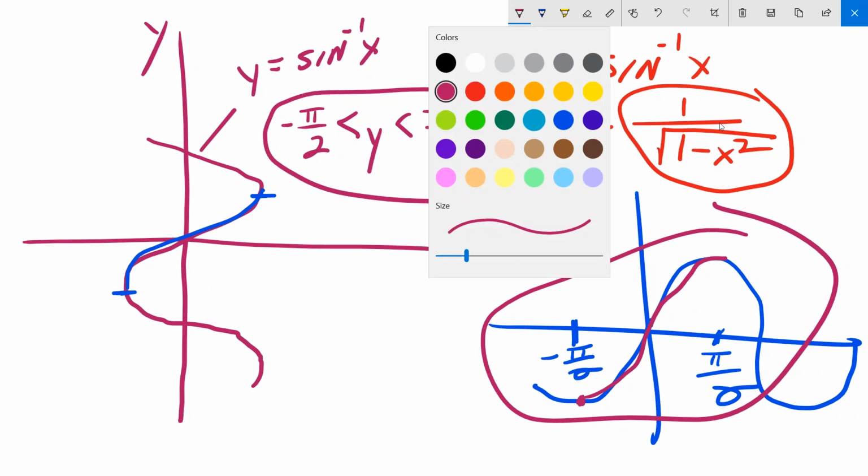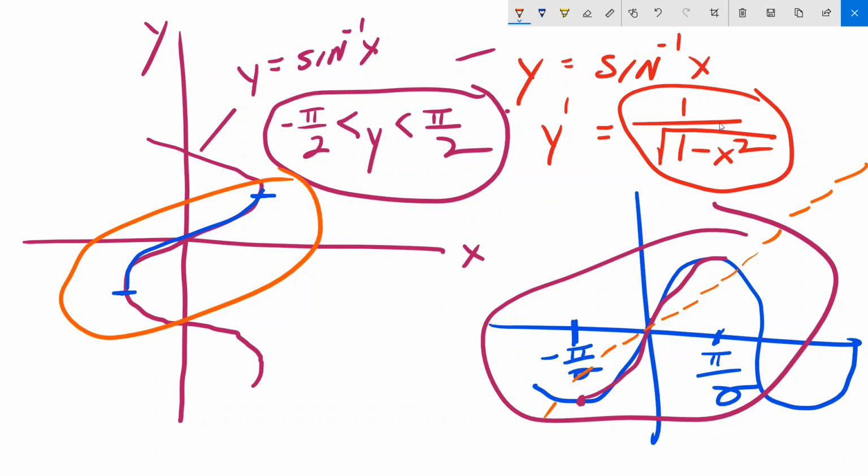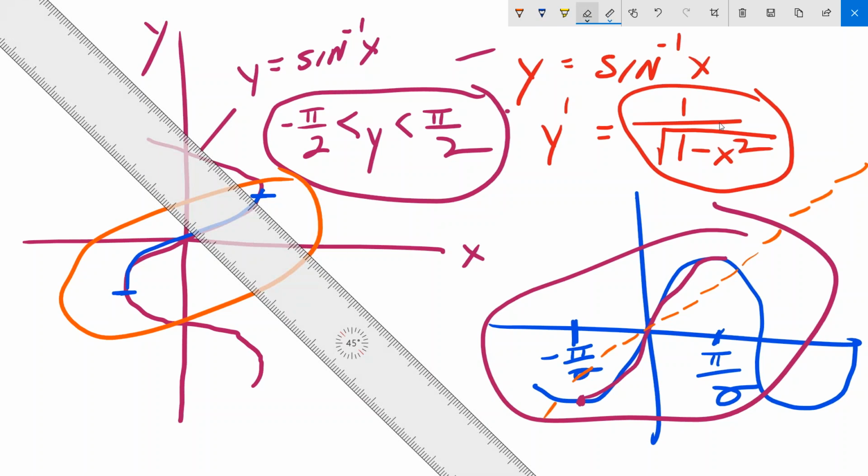Big thing to remember. Here's the line y equals x. If I take that sine curve between minus pi over 2 and pi over 2, and I reflect it over that line, I get that. I guess you could actually understand the rest of this. I thought it was more complicated than it is.